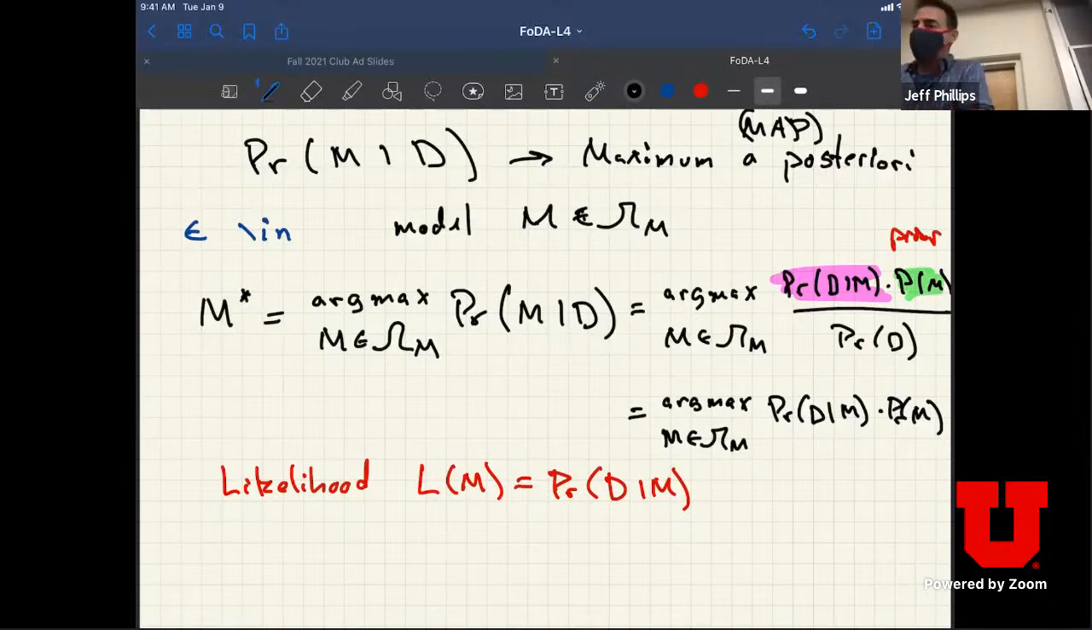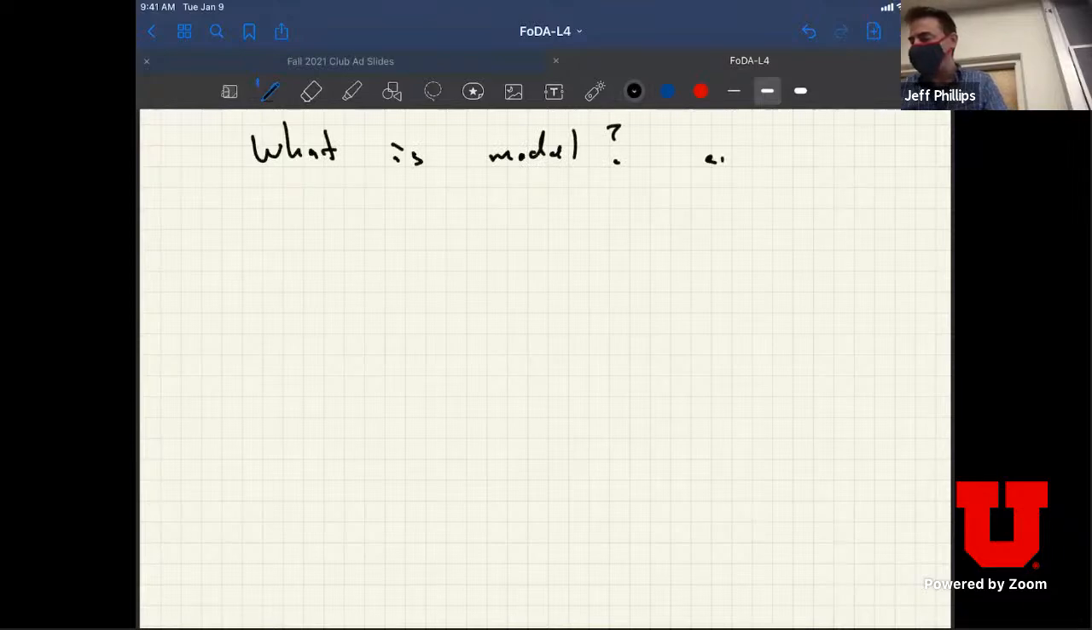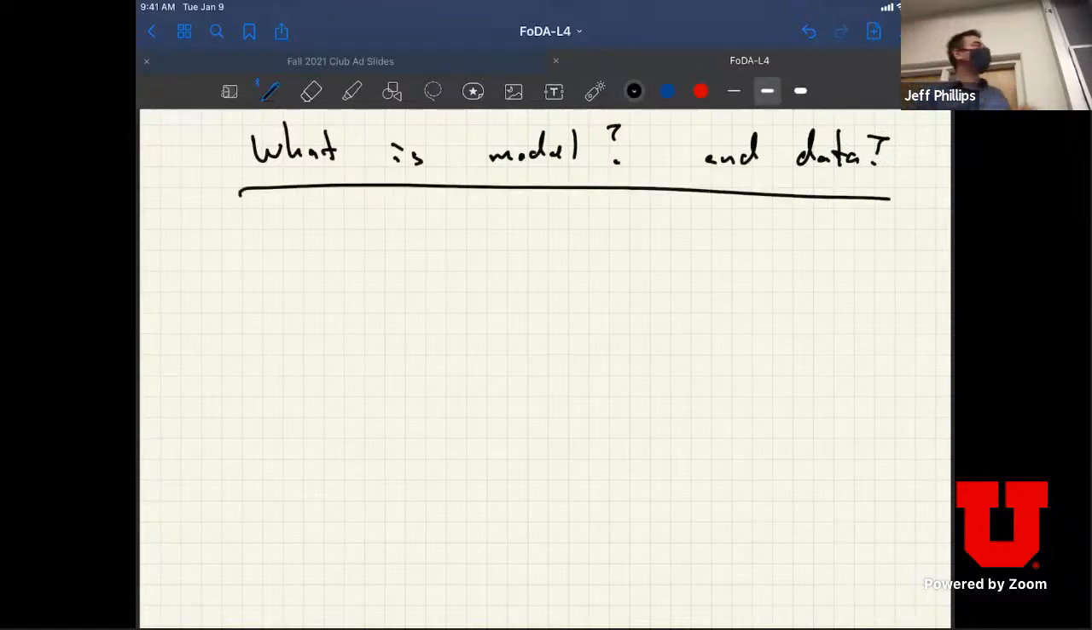All right. Okay. So let's talk about the space of... So a question is, what is a model and data, right? I had this kind of contrived example about the windshield.